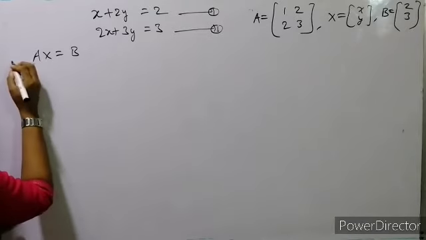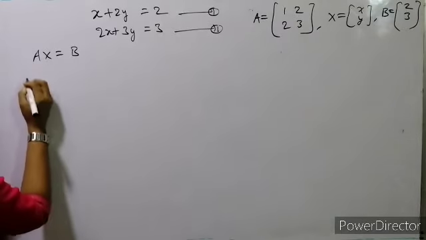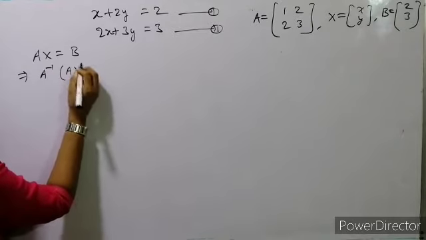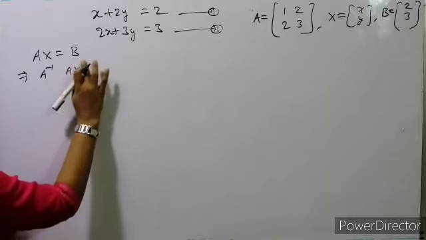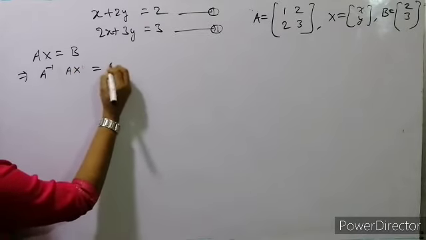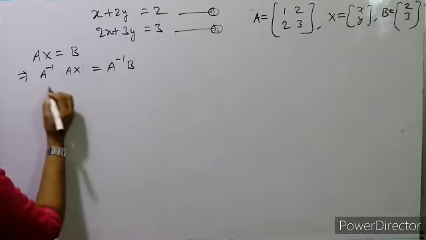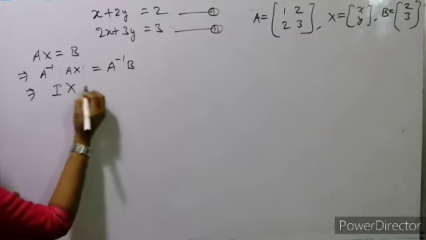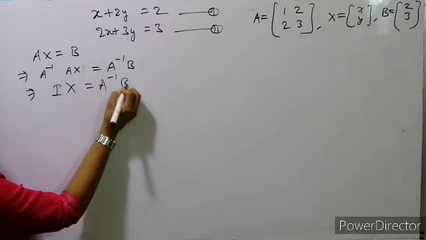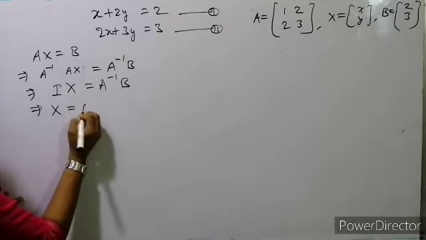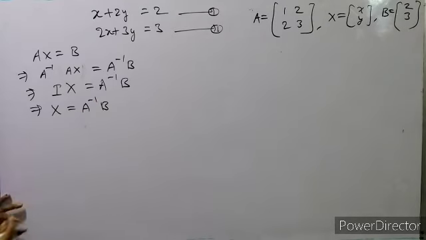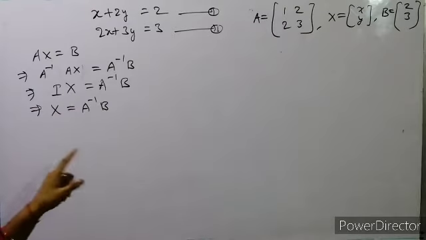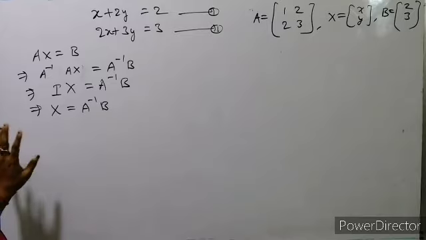So what we'll do, we'll multiply by A inverse on both sides. When we multiply A inverse with A X, and A inverse with B, A inverse into A will be I, the identity matrix, into X will be equal to A inverse into B. So X will be A inverse into B. So now we have to find out the value of A inverse, then we'll multiply that matrix by B, and we'll get the value of X.